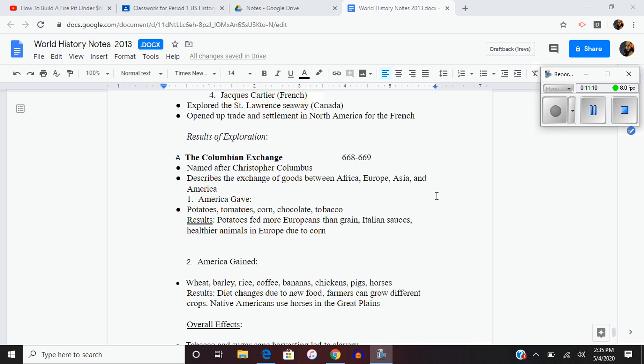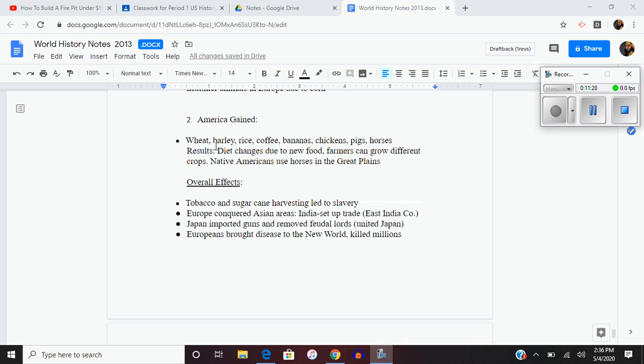So what you have in this set of notes is what America gets, what we give to other places, and then what we get in return. So be able to tell me what places, what we got, and what we gave, and how that changed things. Like we gave potatoes, tomatoes, corn, chocolate, tobacco to the Europeans. What did we gain? We gained a lot of the field products and all different animals. And the big overall changes here is tobacco and sugarcane coming in led to slavery. And then it'll also change the face of what Europe looked like as well as killing off a lot of Native Americans in the United States.